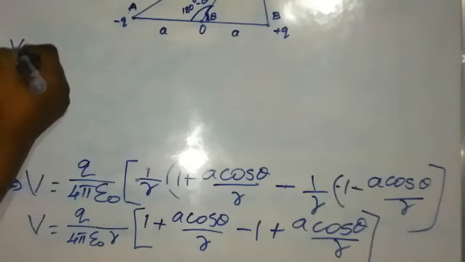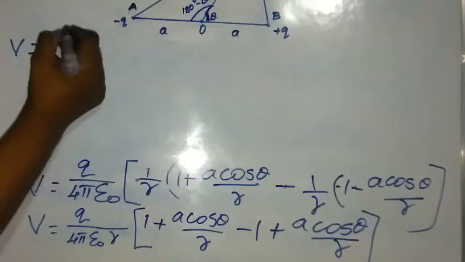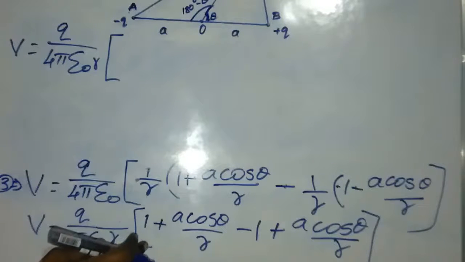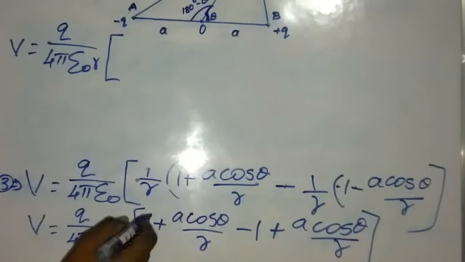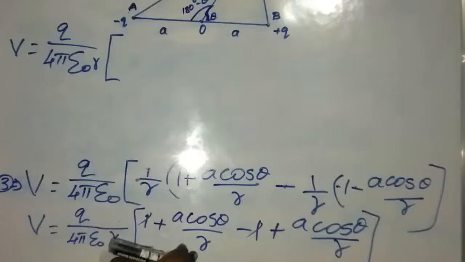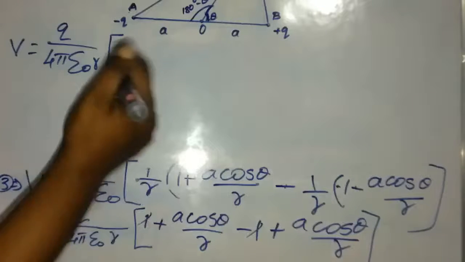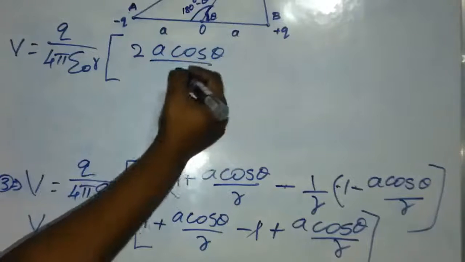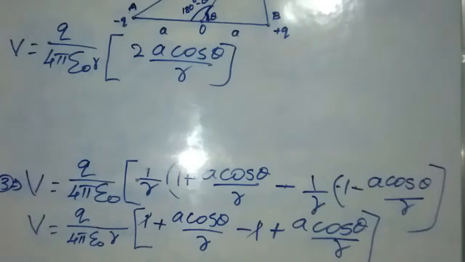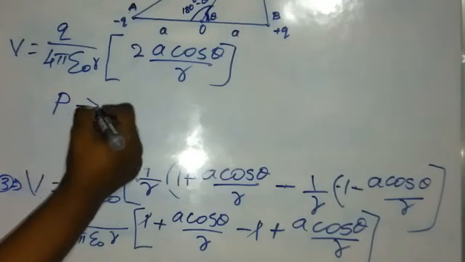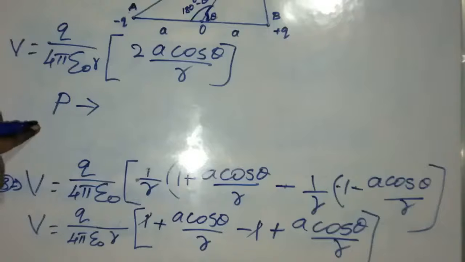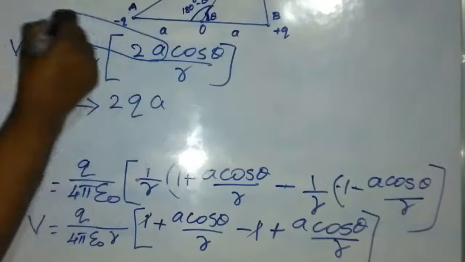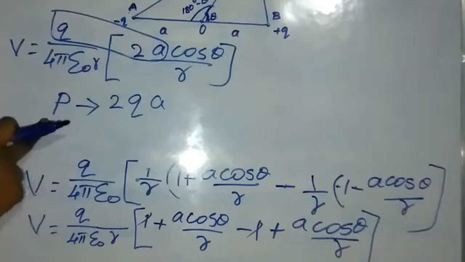Now V equal to Q by 4 pi epsilon 0 R into, here plus 1, here minus 1. Plus 1 minus 1 get cancelled. So A cos theta by R plus A cos theta by R, 2 times. So 2 into the same term A cos theta by R. Here we are applying one more formula: P is the electric dipole moment. The formula is 2QA. So instead of 2QA, we are applying P.